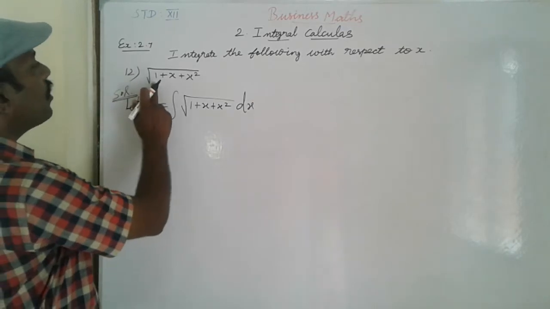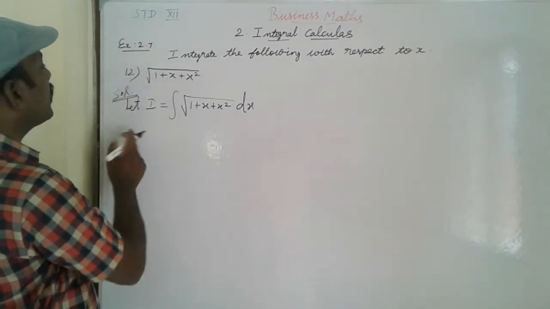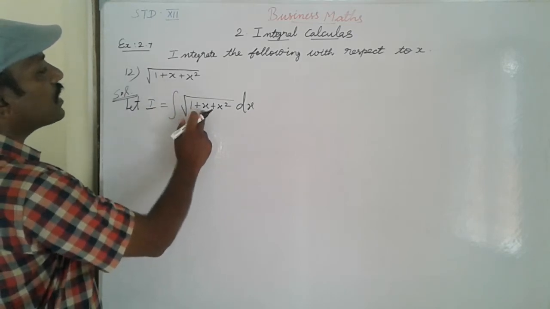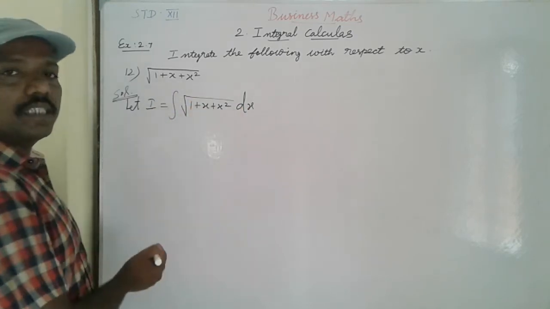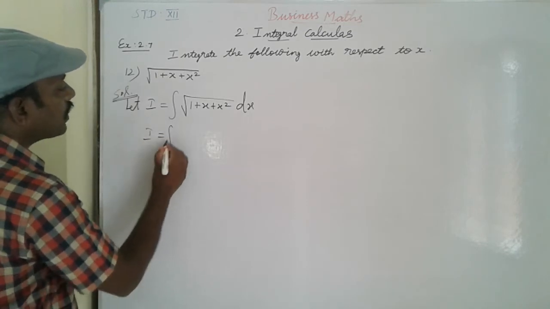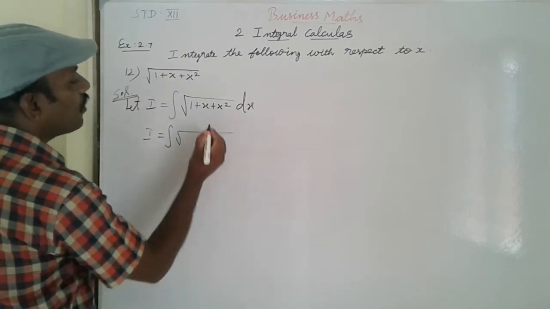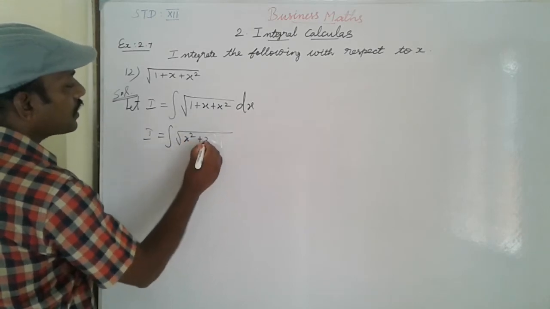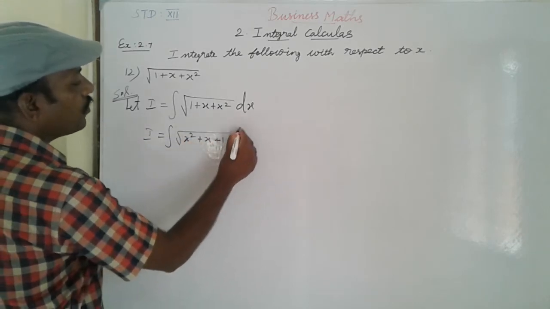12th sum, root of 1 plus x square. Solution: let I is equal to integral root of 1 plus x square into dx. So we should arrange in order. I equal to integral root of, first is the x square term, x square plus x plus 1 into dx.